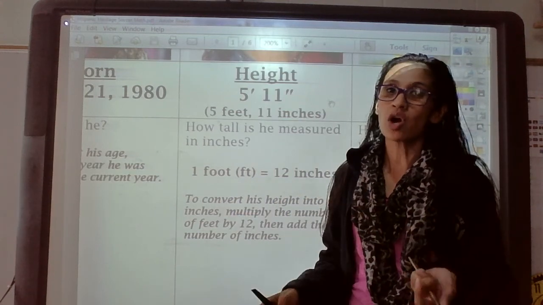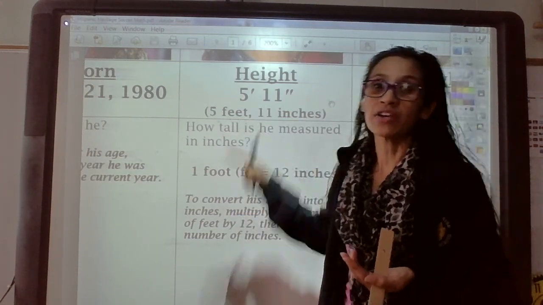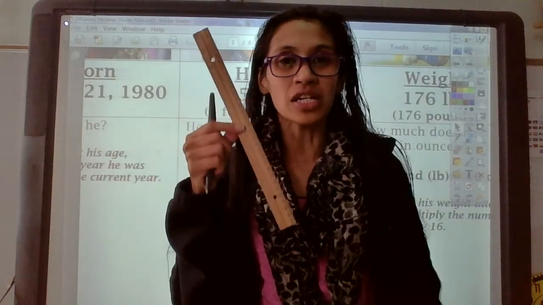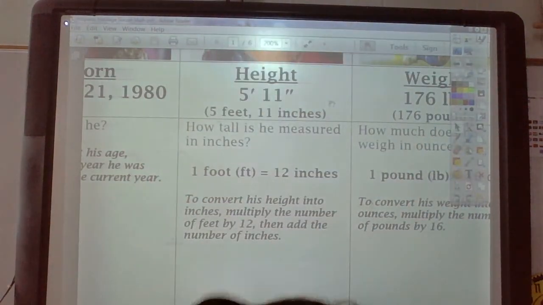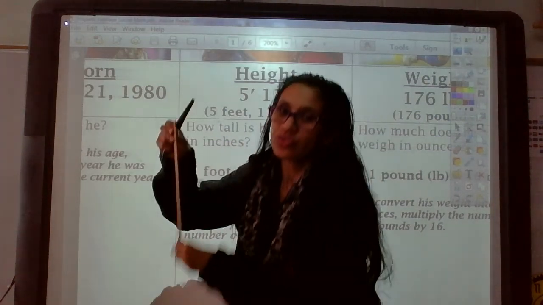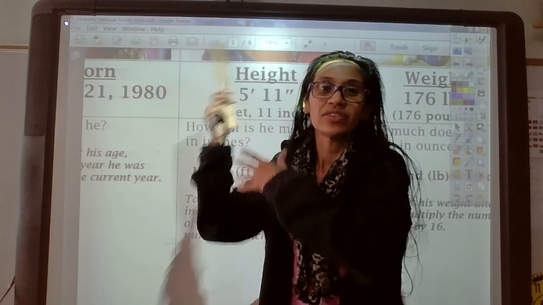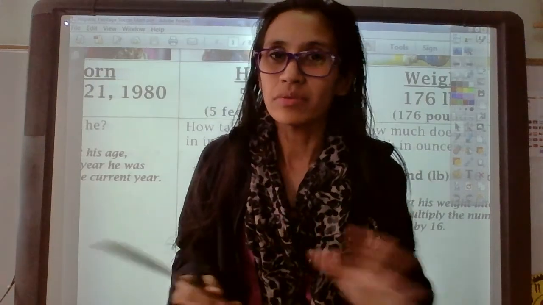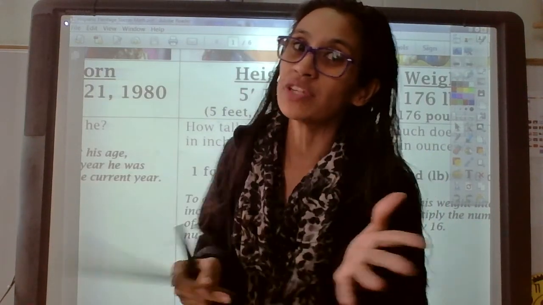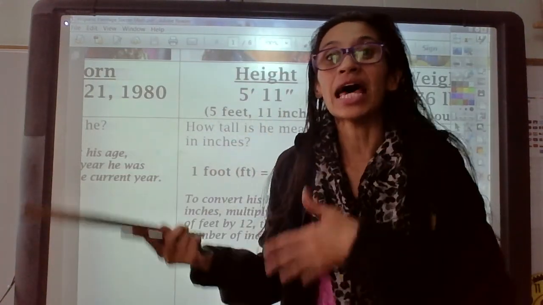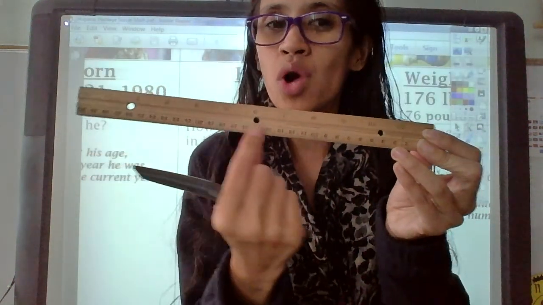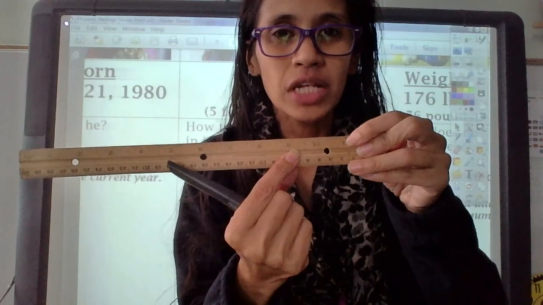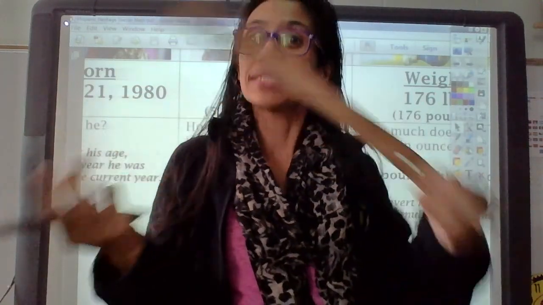So if it says that he's 5 feet, that means how many of these? 5 of these. So if I have 5 rulers, I start at the bottom. 1, 2, 3, 4, 5. That would be 5 feet. And not exactly 5 feet. 5 feet and what else? And 11 more inches. So that means 5 of these, and then 1 more of these, and then stop right there. So a little bit short of 6 feet tall.